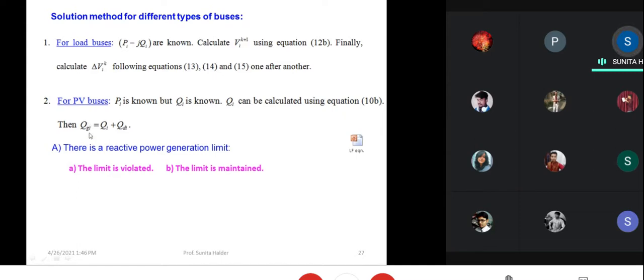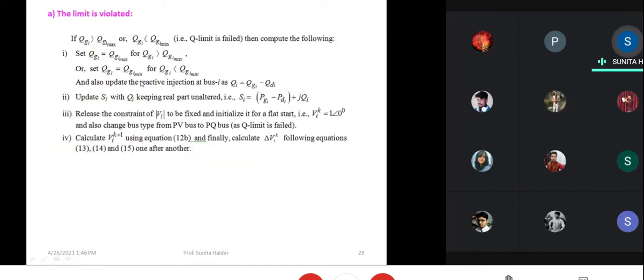If QGI is known and the limit is given, then we can check whether the limit is violated or not. If the limit is violated, then obviously that generator bus will no longer be able to maintain its output voltage. If it is not violated, it is fine, and it can maintain its output voltage. Now, if the limit is violated, then there may be two cases.